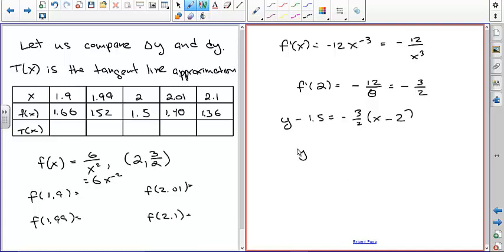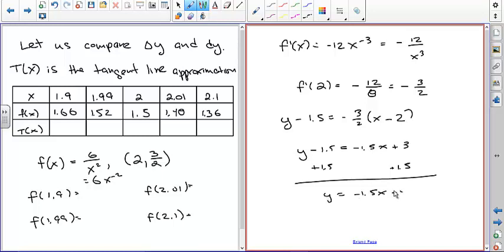So let's go ahead and multiply this out, and I've got fractions and decimals, so let's change to decimals. So this is going to be negative 1.5x, and then we have positive 3, the 2's cancel out. And then if we add 1.5 to both sides, you get y equals negative 1.5x plus 4.5. So that's the tangent line approximation, assuming that you're using the tangent at x equals 2, y equals 1.5.